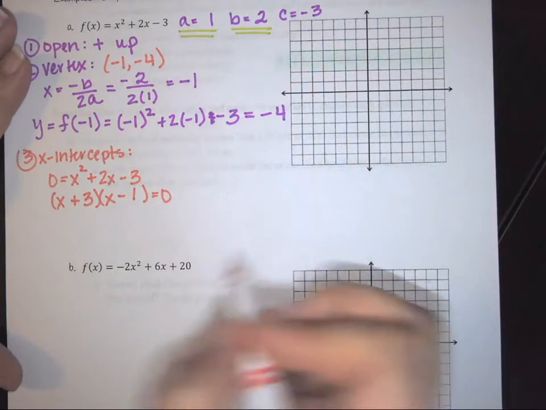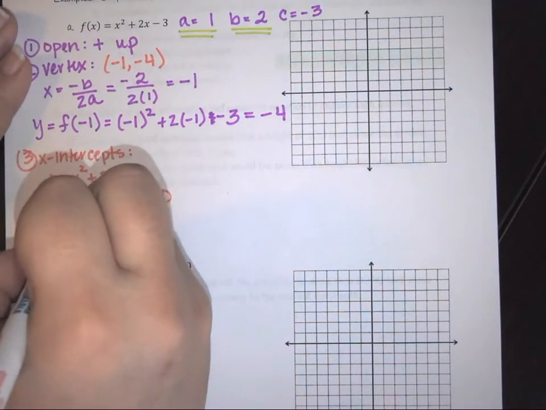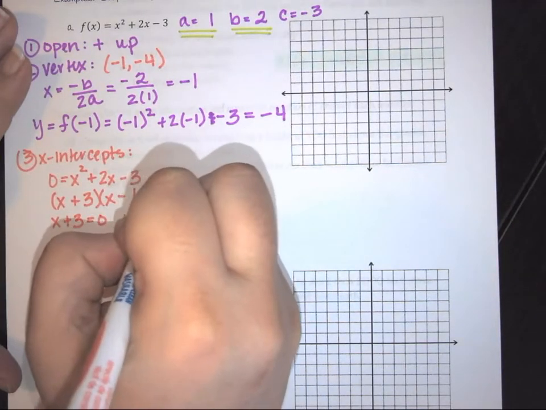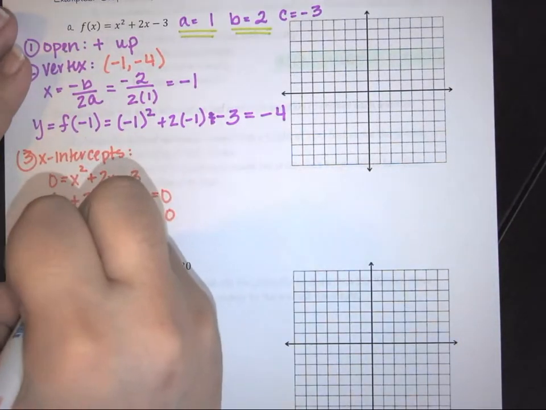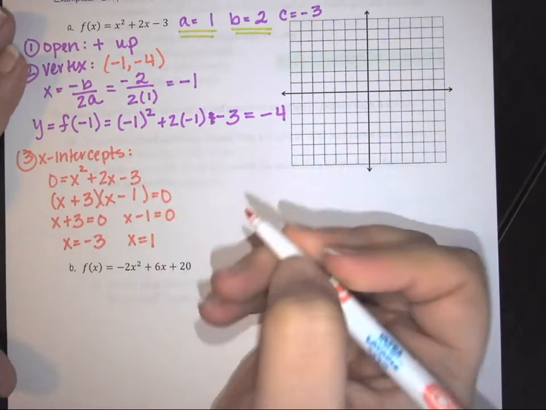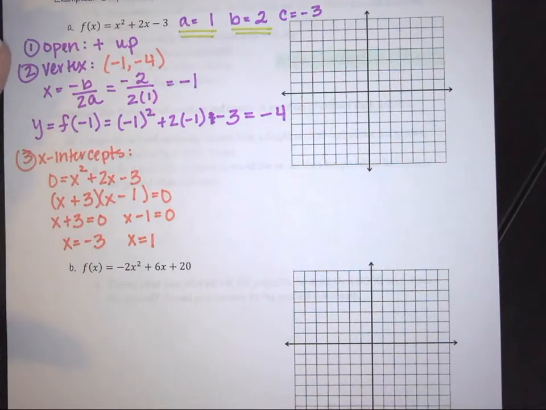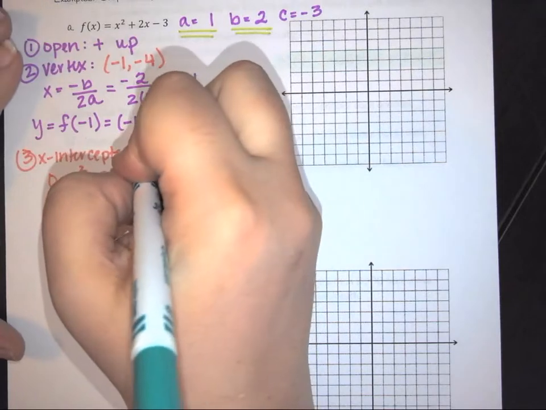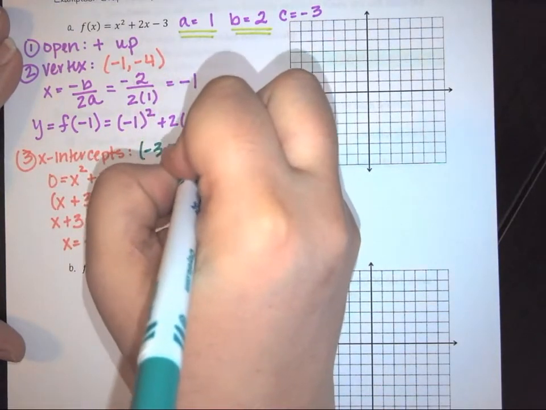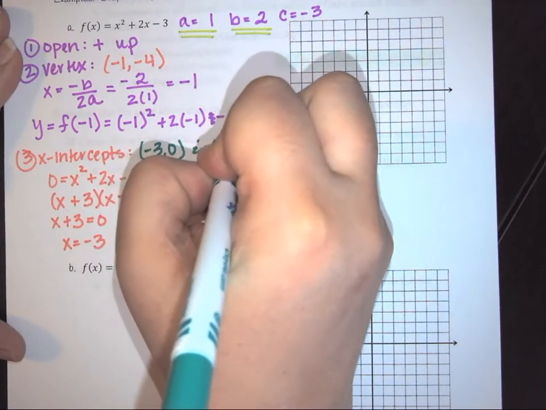To find the intercepts, I have to take each part and set it equal to 0 and solve. So here, x is -3, x is 1. So this means I'm going to have intercept points, written as an actual intercept. So here, this tells me that I have the point -3, 0, and I have the point 1, 0.